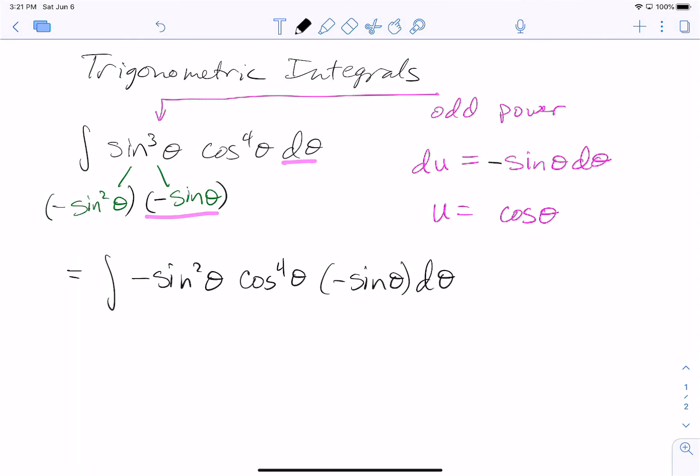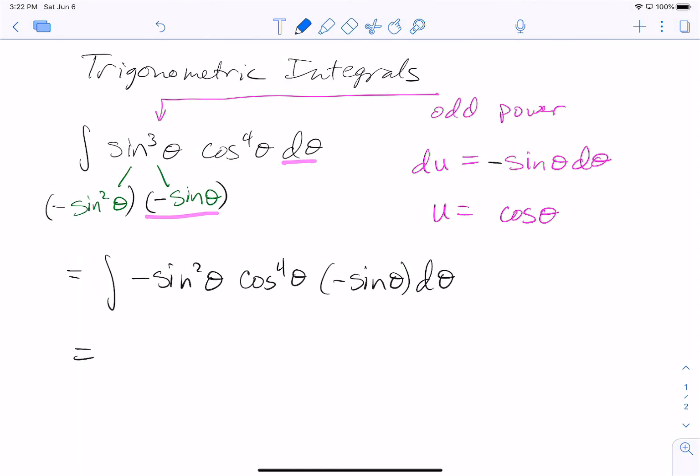At this point, it may look like it's worse. It looks worse. We started out with a nice tidy sine cubed of theta cosine to the fourth of theta d theta. Now we have a negative sine squared of theta. We have a negative sine of theta. Cosine to the fourth of theta is still present, and we have a d theta. We not only have more factors, but we have now two minus signs running around. We'll fix this shortly.